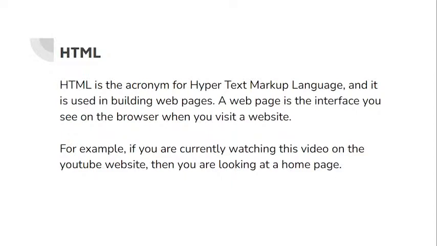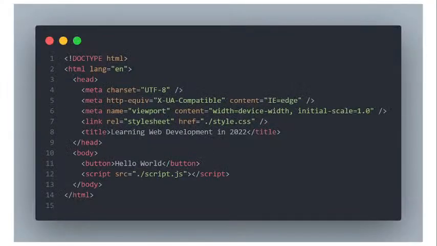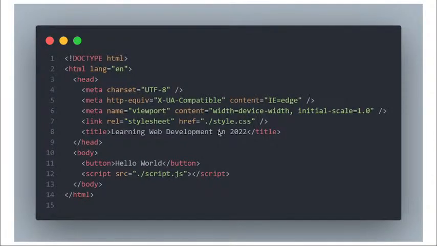A web page is the interface you see on the browser when you visit a website. For example, if you are currently watching this video on the YouTube website, then you are looking at a web page. How does HTML code look? This is an example of how HTML code looks. We have HTML tags and elements. Elements are basically interfaces you interact with on the web page. So I will preview this code on the browser for you to see how it looks.